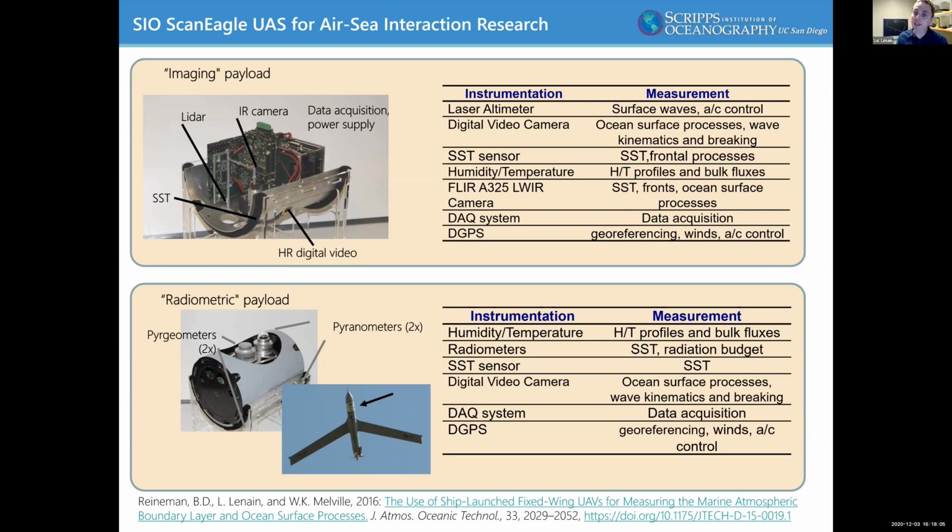visible and infrared cameras. So it will give you some information about ocean surface processes, wave kinematics, breaking, any kind of SST front, or all the kinds of processes occurring in the ocean that you can relate to some of the variability or signals that you see in the low-flying UAV at 30 meters. And we also have a radiometric payload to get some information about solar radiation.